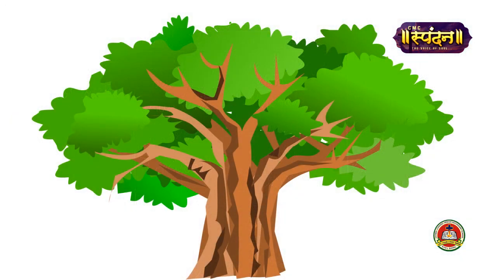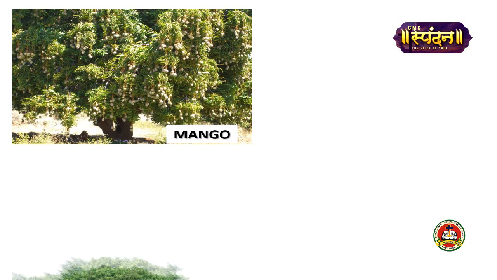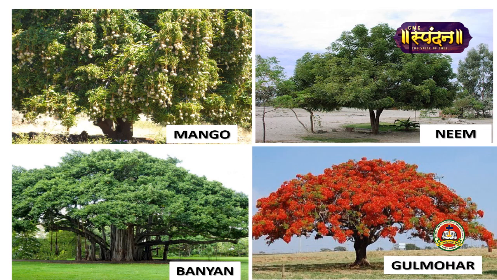Some plants have very thick, woody, and strong stems called the trunk. These plants are called trees. Trees are big and tall plants. Some examples of trees are mango tree, banyan tree, neem tree, and gulmohar tree. All these trees are huge trees and they have a thick stem called the trunk.